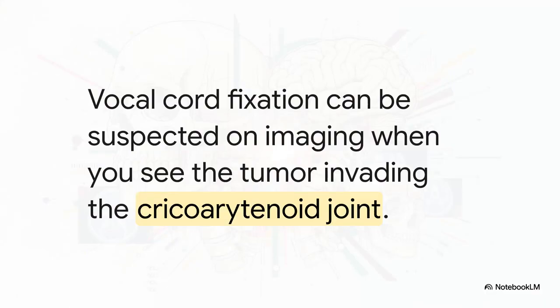So here's a great question. How can you tell if a vocal cord is fixed just by looking at the pictures? Well, you look for 2 key signs. First, is the tumor actually invading the cricoarytenoid joint? And second, do you see sclerosis or some weird enhancement of the arytenoid cartilage itself? If you see that, you're thinking fixation.